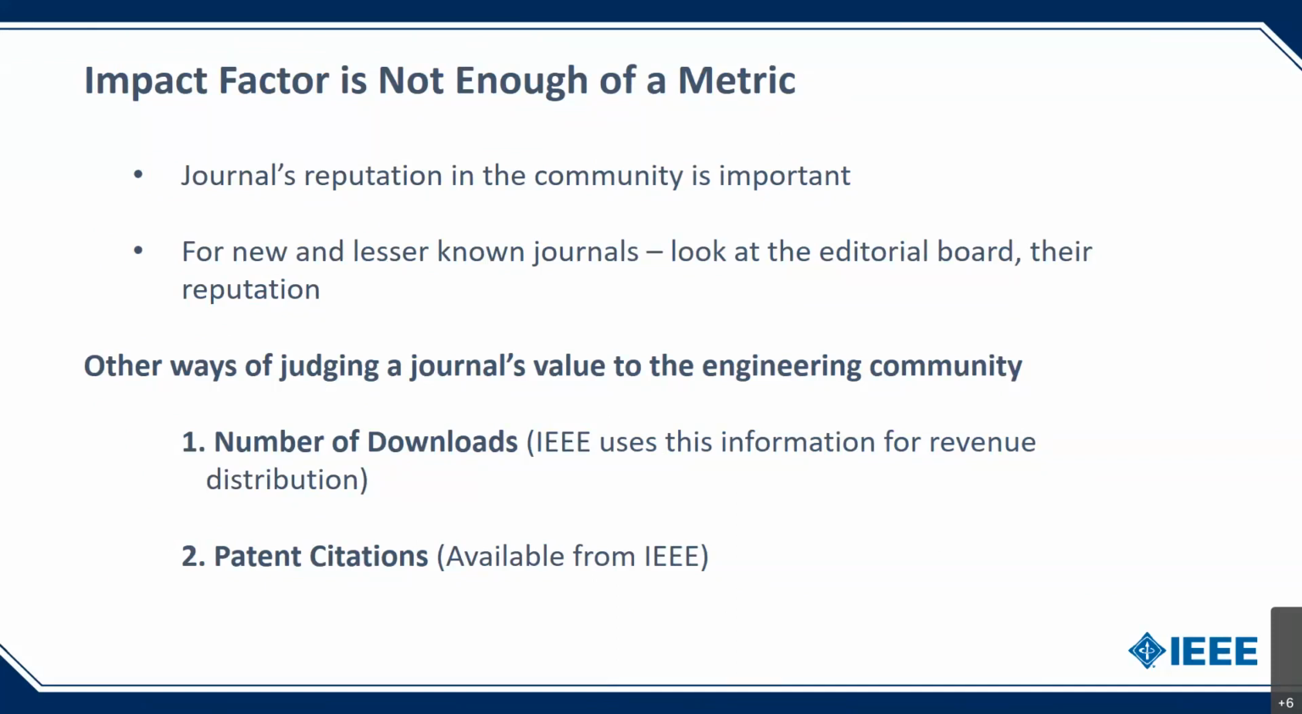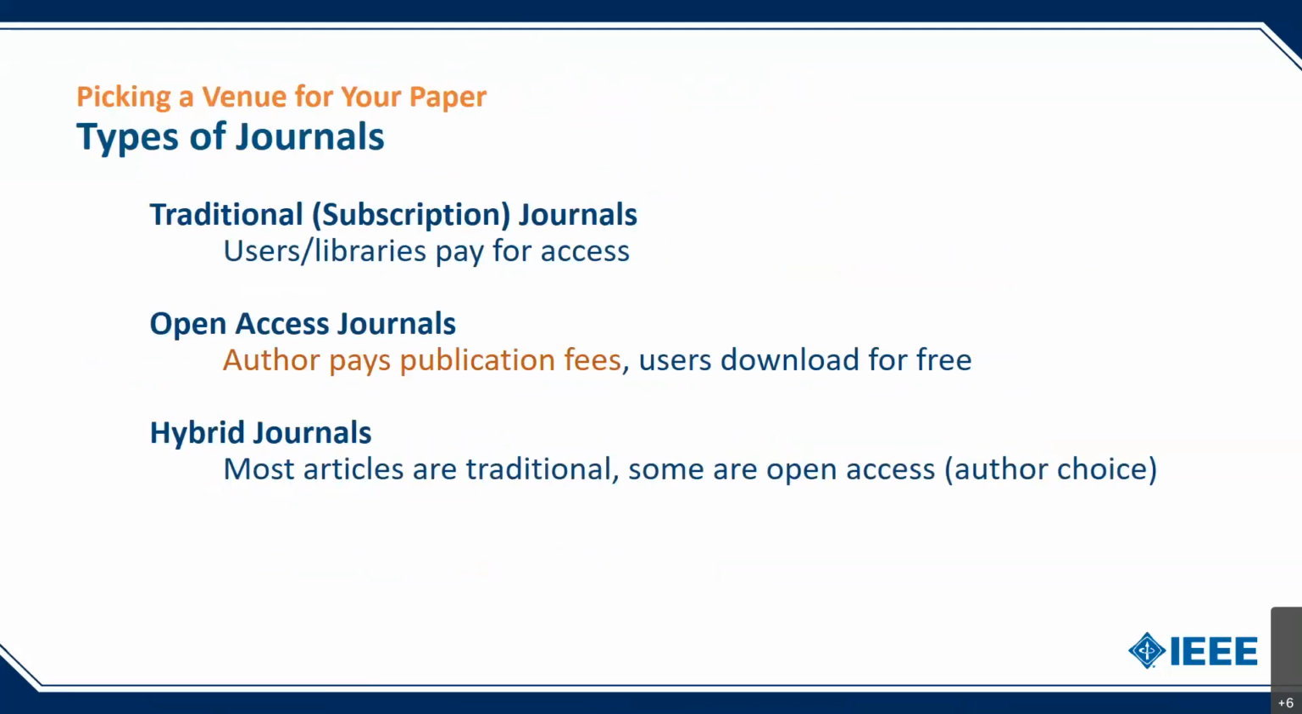Also, there are wide variations in impact factor between different communities. In certain communities, people tend to have a much larger number of citations. In other communities, the citation counts are lower. So do not just judge by an impact factor. IEEE also provides a number of other metrics, such as number of downloads and patent citations, which you can find from IEEE Xplore.